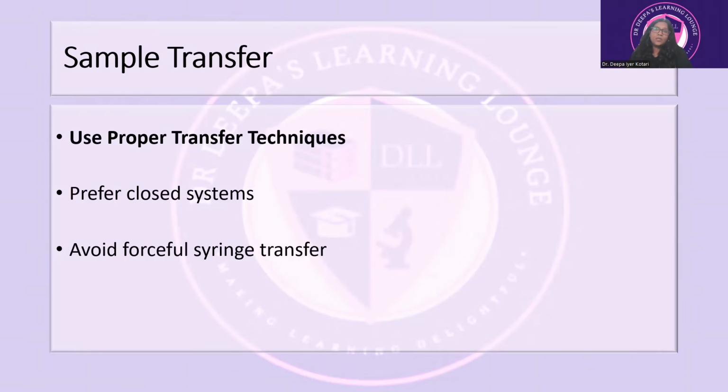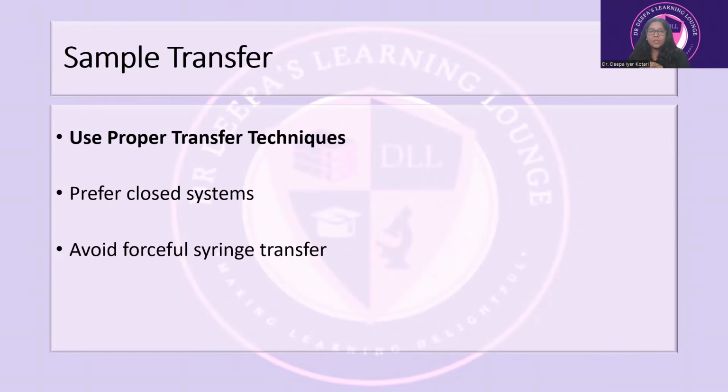Another very important thing to avoid a pre-analytical error is how you transfer a sample. Suppose you have a vacuum tube filled up to the volume it is supposed to be filled, and you have to take it to two labs. You just want to put it in another empty vacuum tube. There are staff who might use a narrow bore needle to pick up the sample from this vacuum tube to that one. Don't do that. As far as possible, using a vacuum-based closed system to transfer the sample from one unit to the other is always ideal.